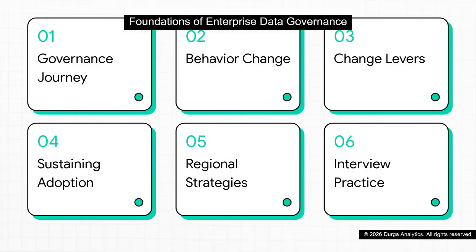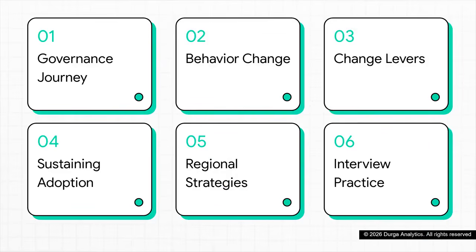Here is a super quick look at our roadmap for today. We'll anchor ourselves in the overarching governance journey, define the behavior change problem, and explore 5 powerful change levers. Then we'll cover sustaining adoption, adapting across global regions, and we'll wrap the whole thing up with some hands-on interview practice. Let's jump right in.